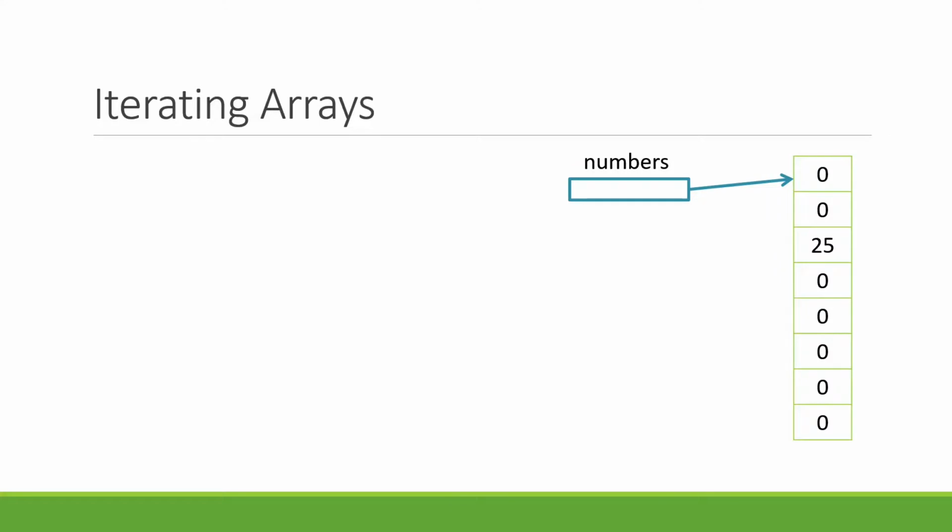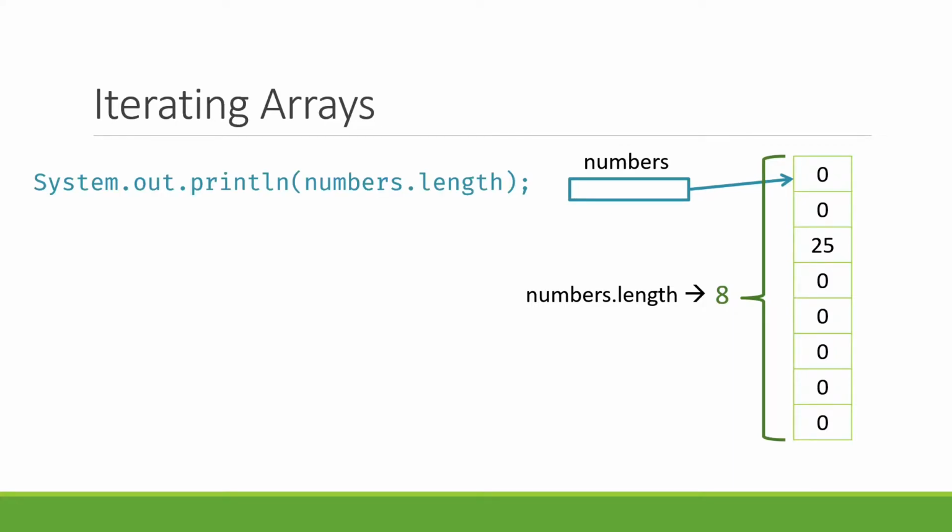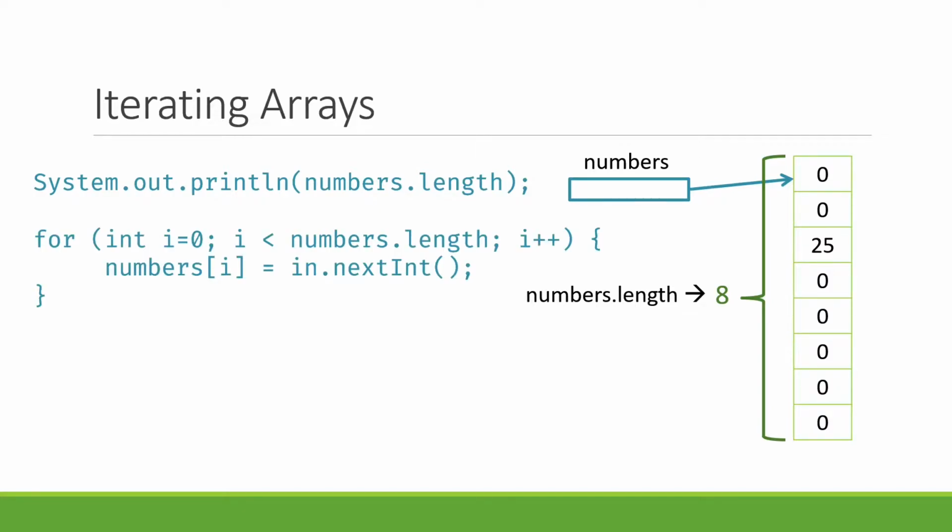Every array has a special property called the length property. It always contains the exact number of elements in the array. For example, if I was to do a print of numbers.length, it would print 8 because there are exactly 8 elements in the numbers array. This means you can use the length property in your for loop. Here I have for int i equals 0, i less than numbers.length, i plus plus, and inside, in this case, I'm just grabbing an int from the user and storing it into the corresponding element of numbers.